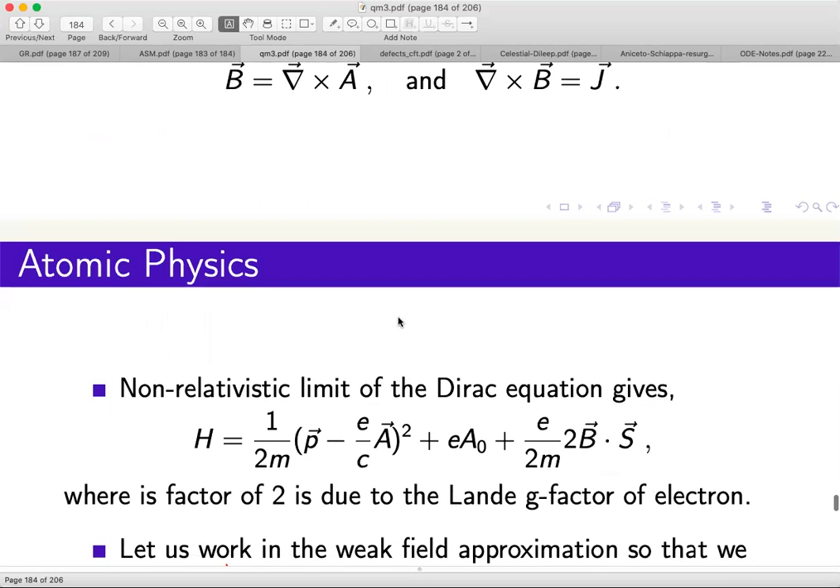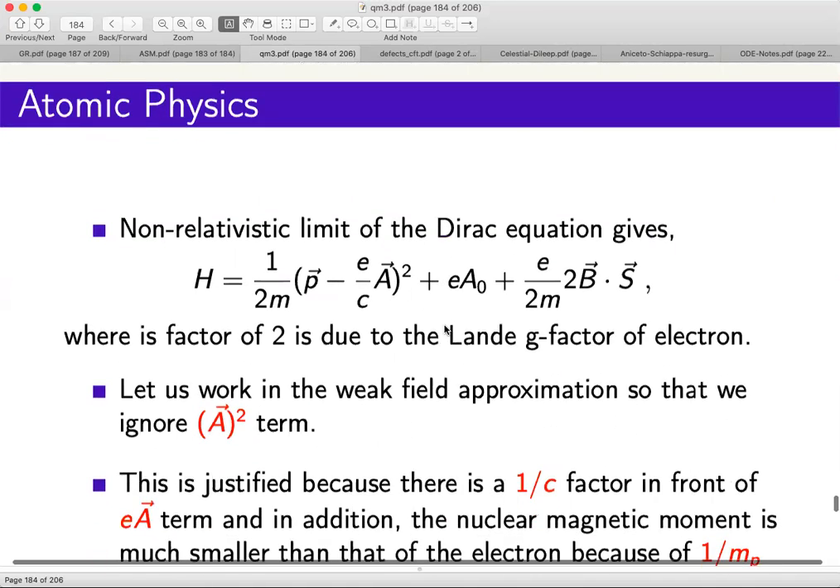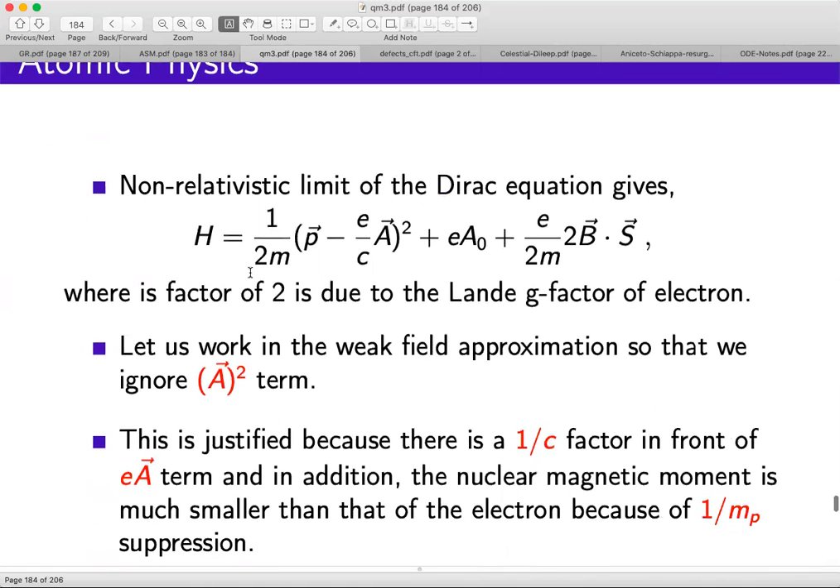So what we need to do now is to replace our original equation, which was just p squared by 2m plus the Coulomb potential, with p minus e/c times A, whole squared, and of course include the coupling of the magnetic field with the electron spin. The factor of 2 is of course the Landau g factor for the electron, so you get a factor like that.